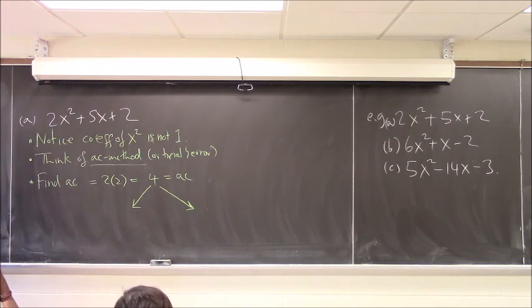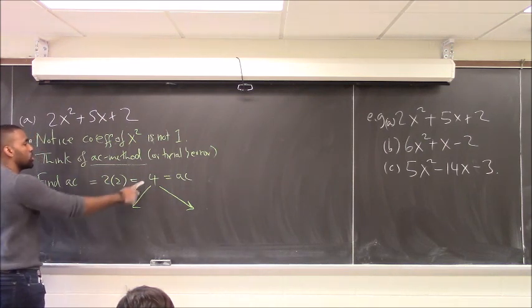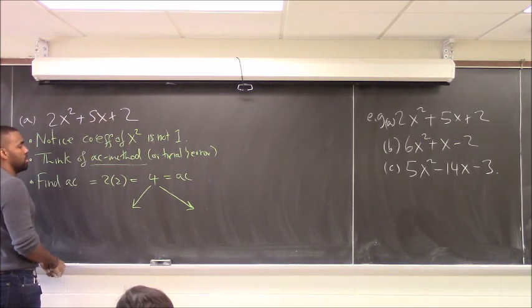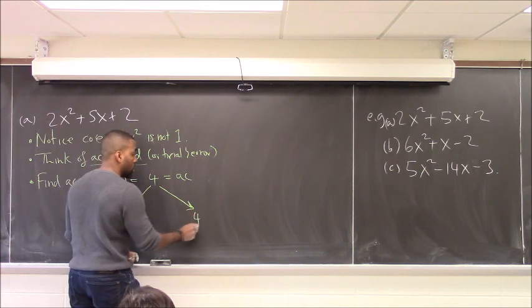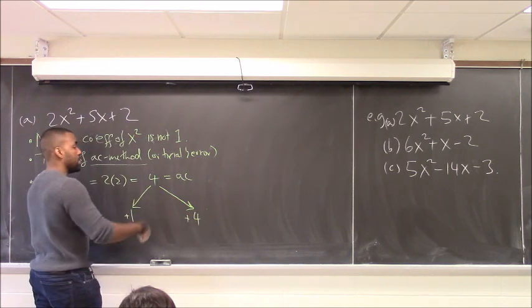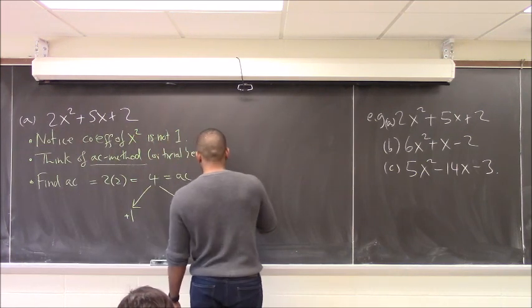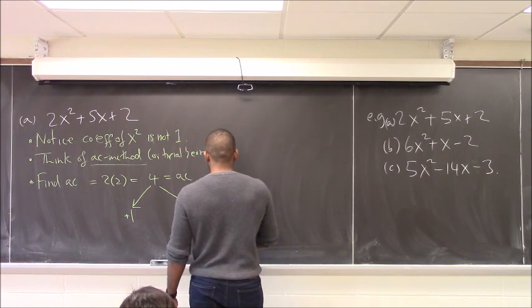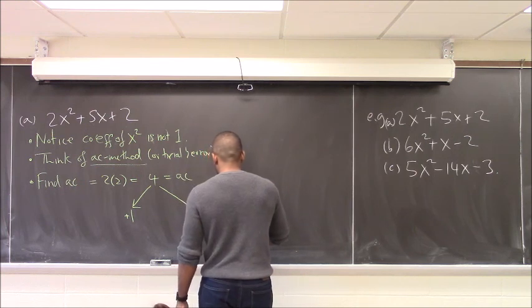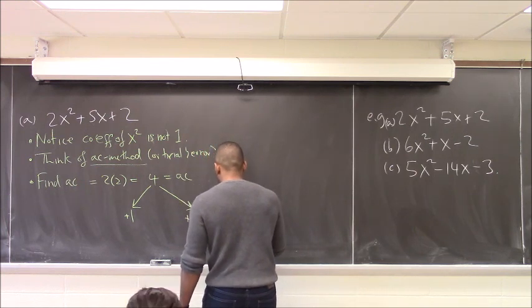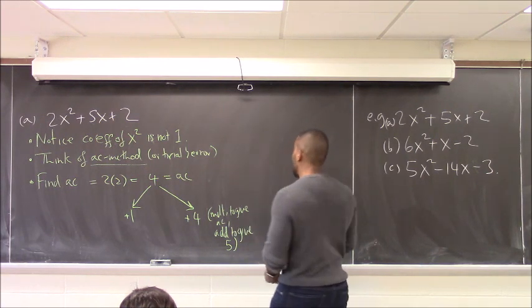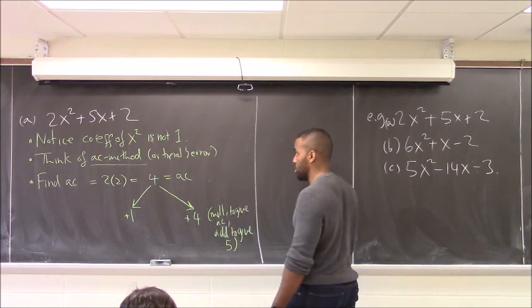Can you think of those numbers? Well, 2 and 2 won't work. 2 and 2 multiply to give 4, but they don't add to give 5. 1 and 4 would work. These multiply to give AC, and they add to give 5. So I found those two numbers. Now this all happens in your head for the most part. You don't really write this down on the paper.